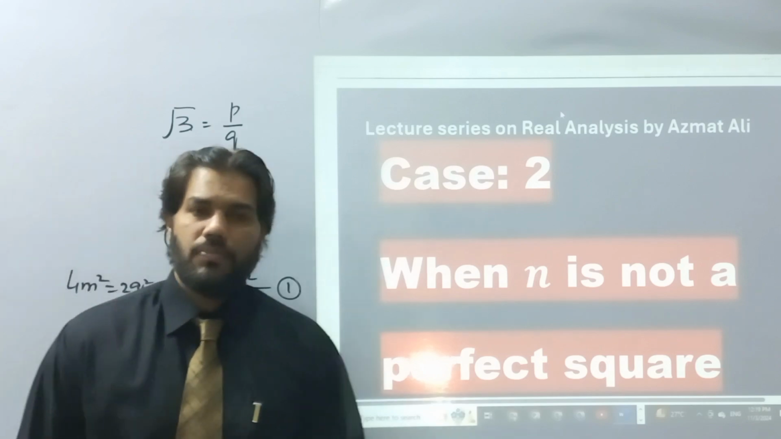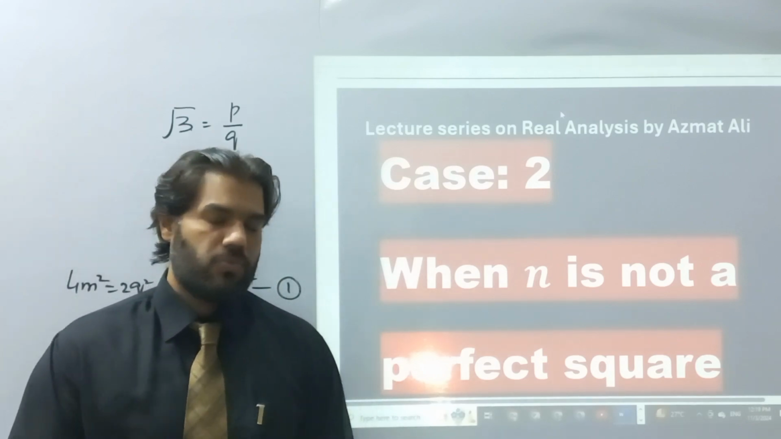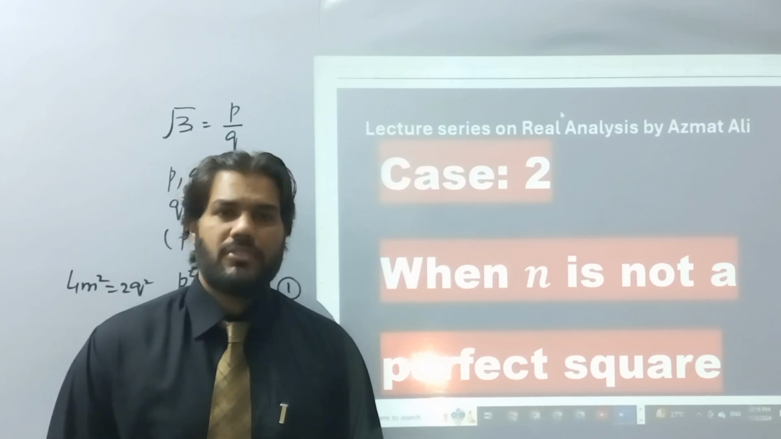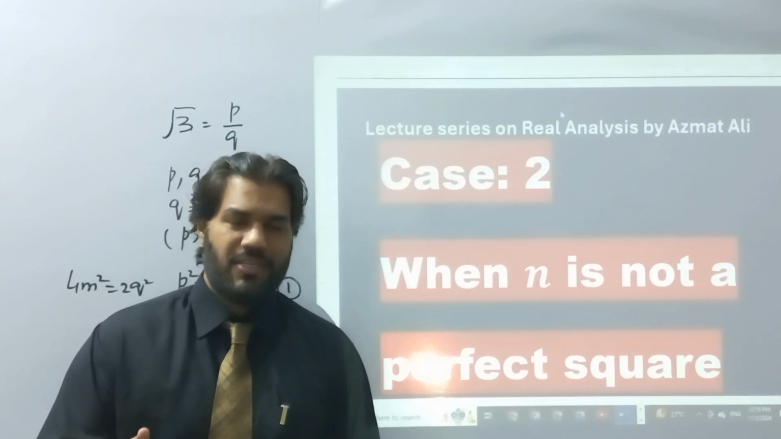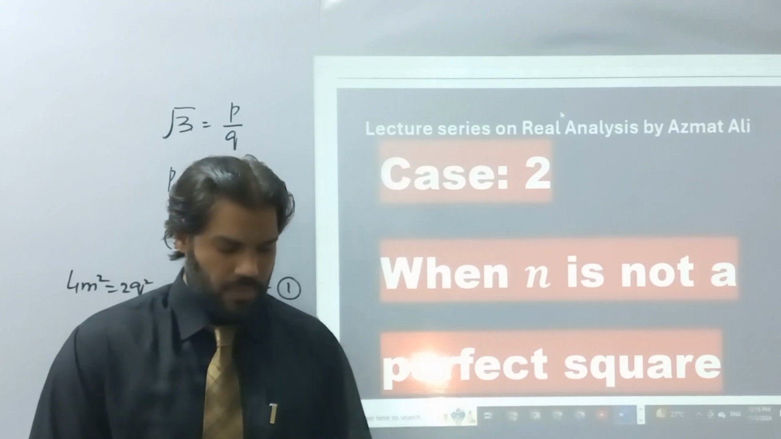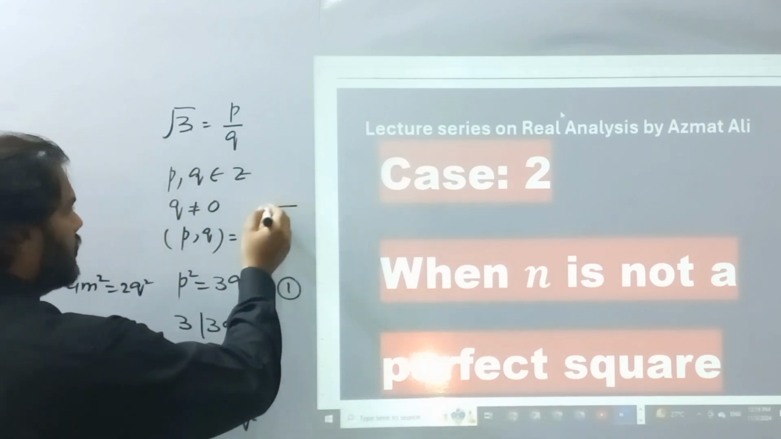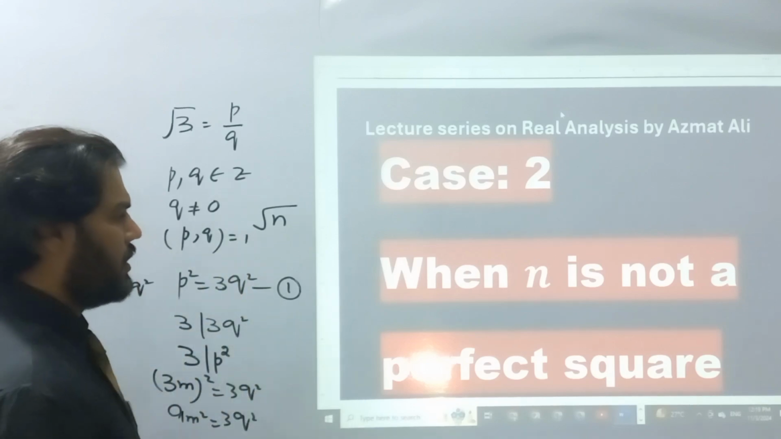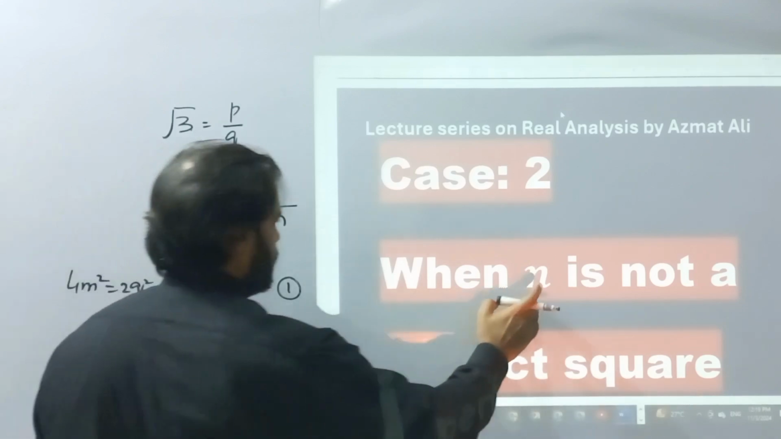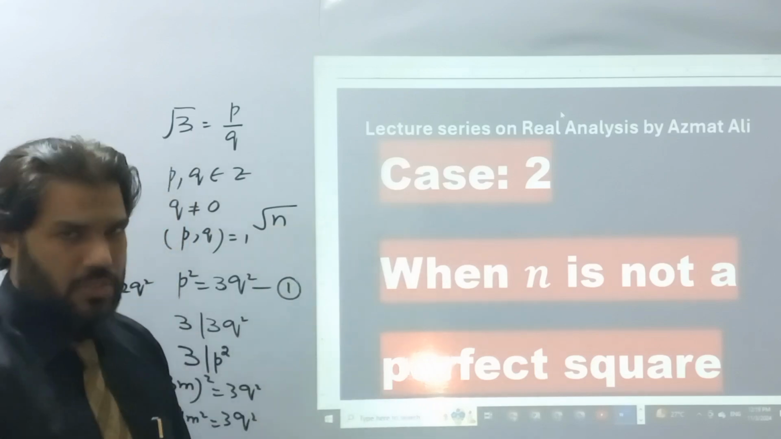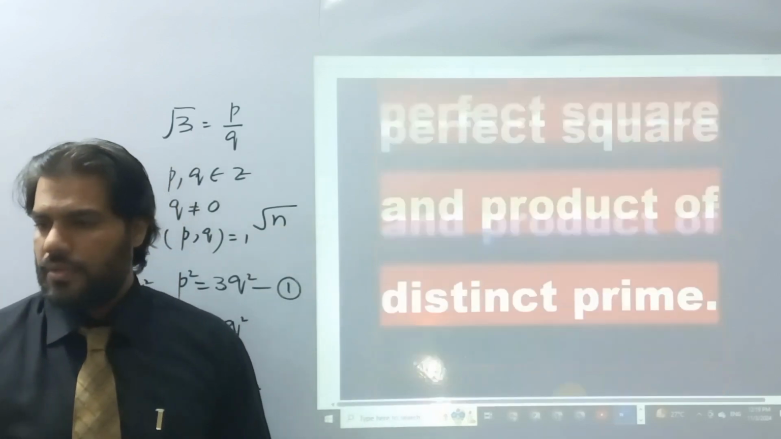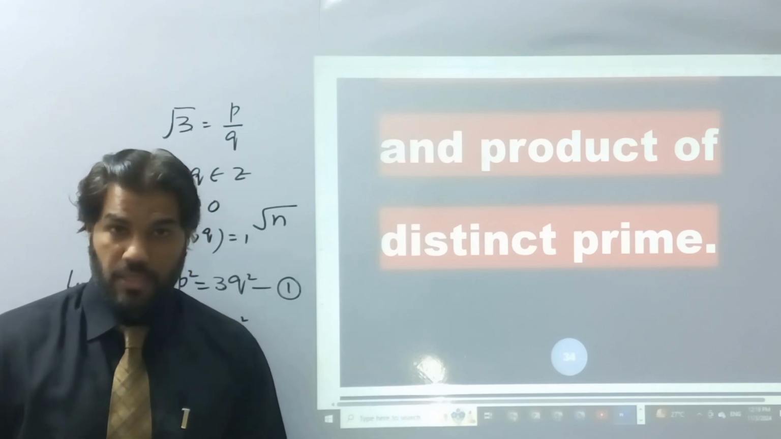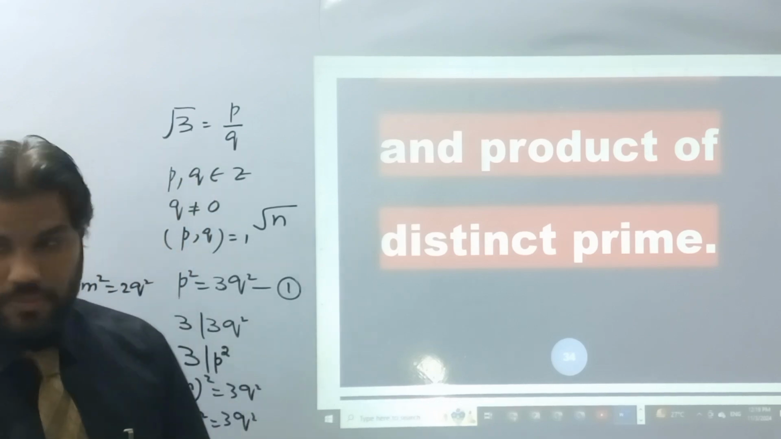In a similar way, you can prove that square root 5, square root 7, square root 11, etc. are all irrational, where the numbers inside are primes. Next we move towards the second case. In this case, the number inside the square root, that is n, is not a prime number. Our n is not a perfect square but a product of distinct primes.